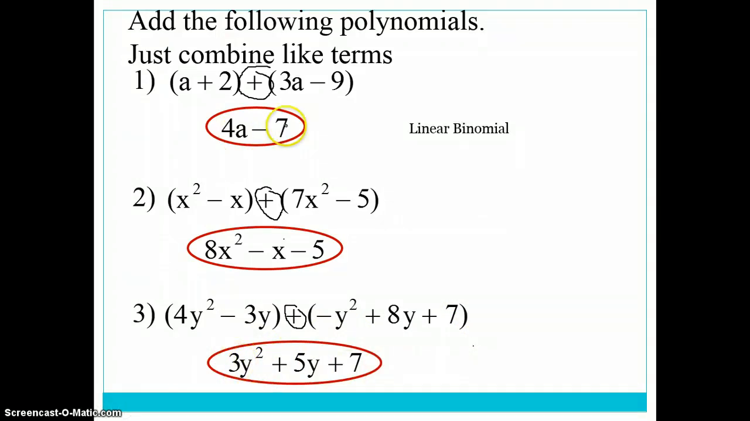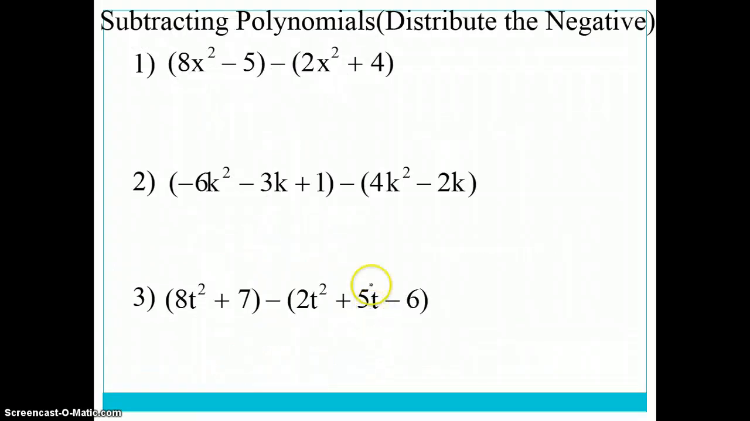All right. Linear binomial, 1 here. Linear, 2 terms, binomial. Quadratic for the 2 and 3 terms, quadratic trinomial. And then again, quadratic trinomial. All right, moving on. Subtracting polynomials, distribute the negative. So we have to distribute this negative to both terms inside that second set of parentheses. So this is actually minus 2x squared and minus 4.